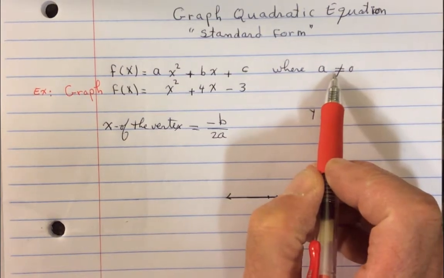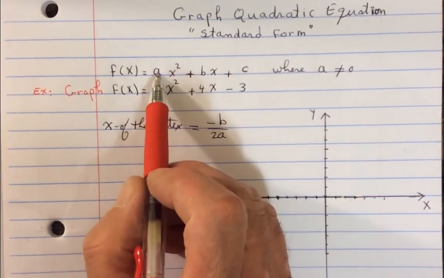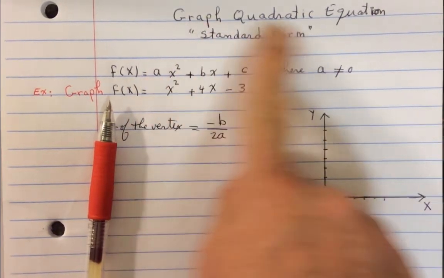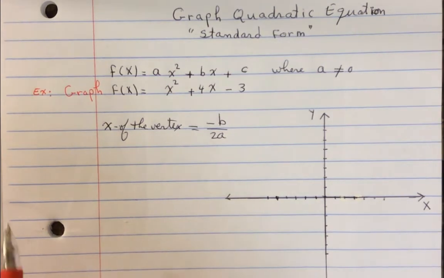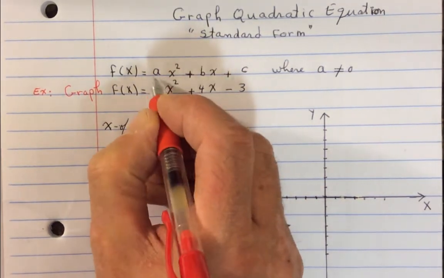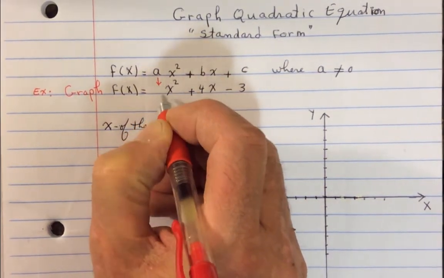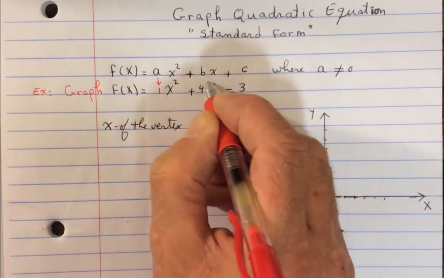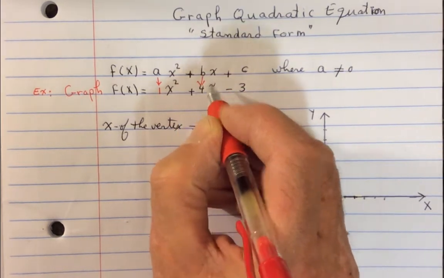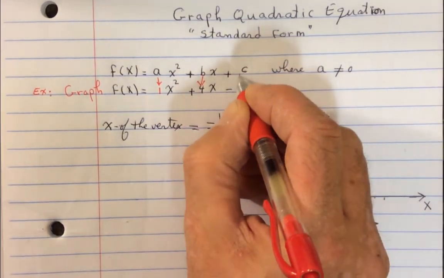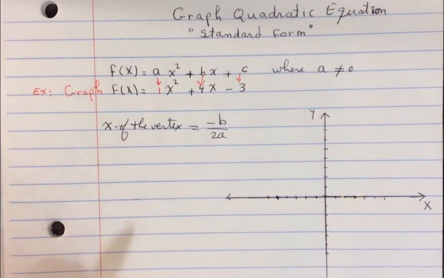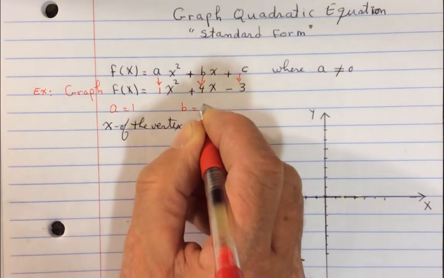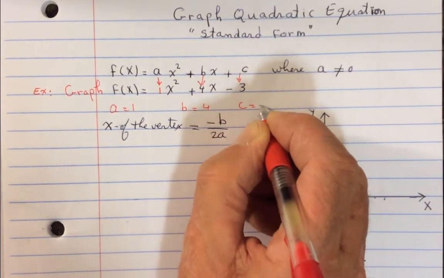That's why we said a cannot be equal to 0, because if a is 0, this term is gone and there is no x squared, so it's not a quadratic function. We need to have x squared. Now a is the number in front of the x squared, which is an invisible 1. B is the coefficient of x, the number in front of the x, 4. C is the constant, which is negative 3. So a equals 1, b equals 4, c equals negative 3.